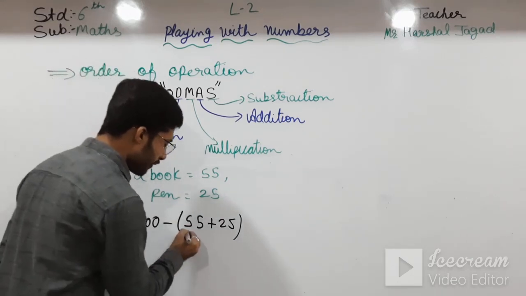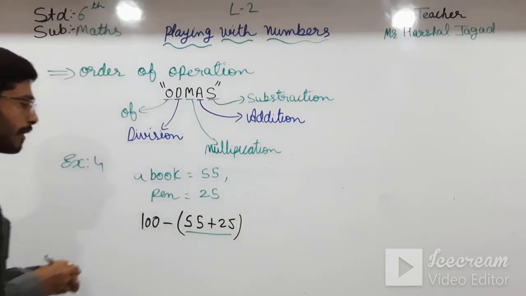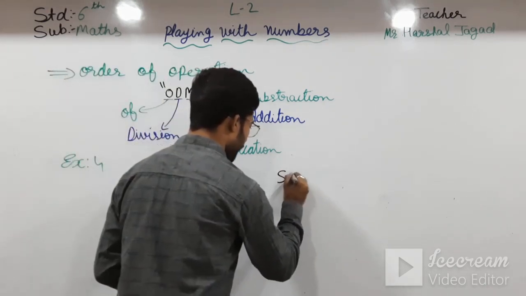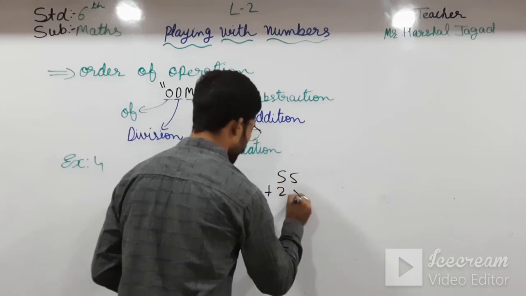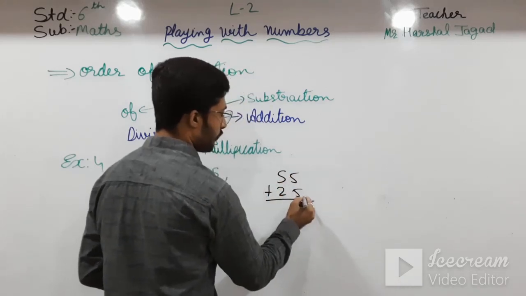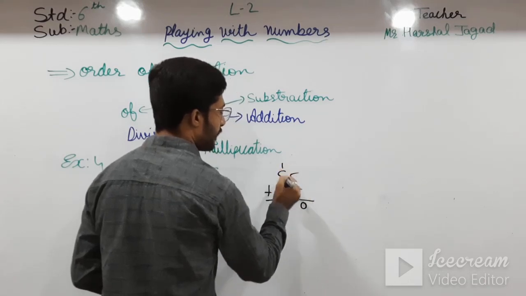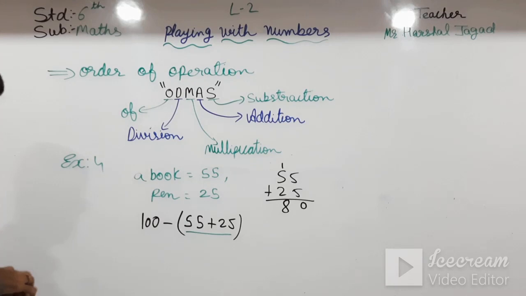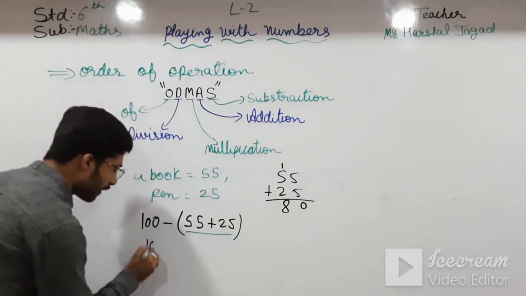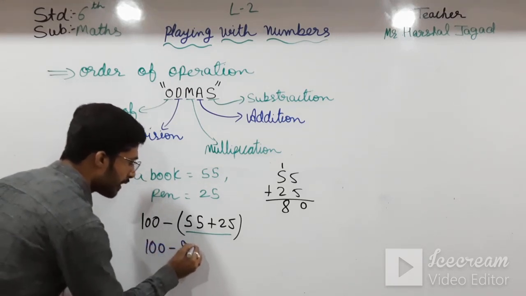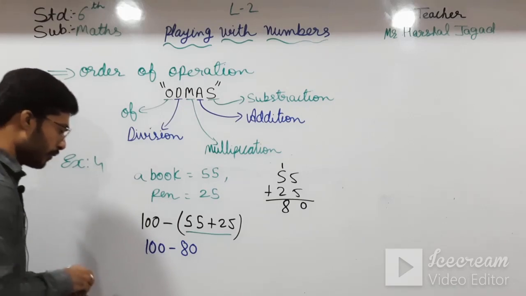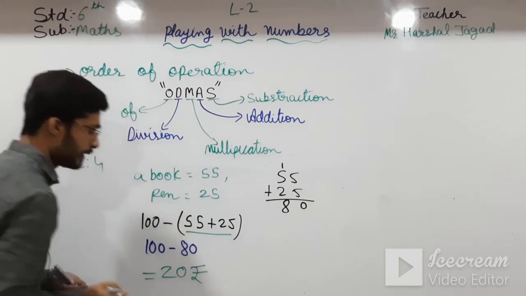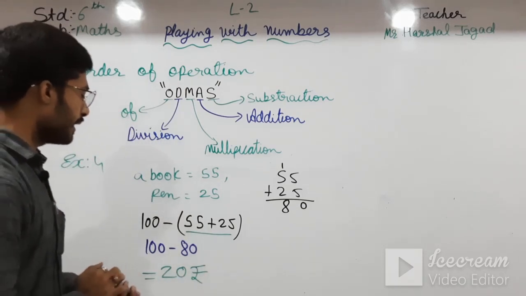So first you have to simplify the bracket. So how will we simplify this bracket? 55 plus 25. What is the answer? Let us see that. 55 plus 25. 5 plus 5, that is 10. 5 plus 3, that is 8. Okay students, then the answer is 80. So 100 minus 80 is equal to 20 rupees. Okay students, 20 rupees.